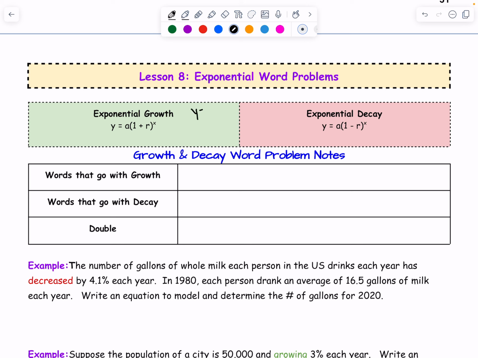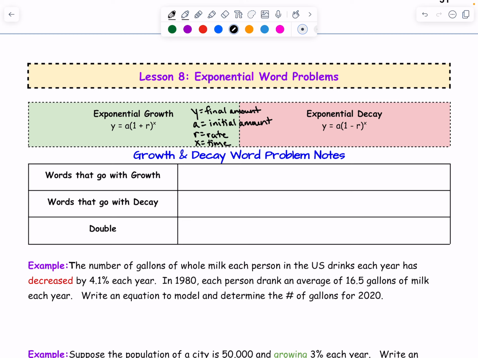So y is our final amount for both formulas. A is the initial amount, whatever we're starting with. And then r is the rate, and x is time. And that applies to both of those formulas.